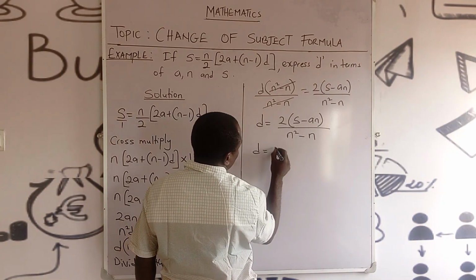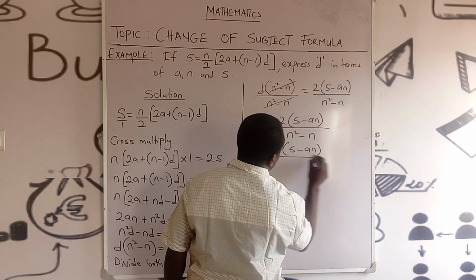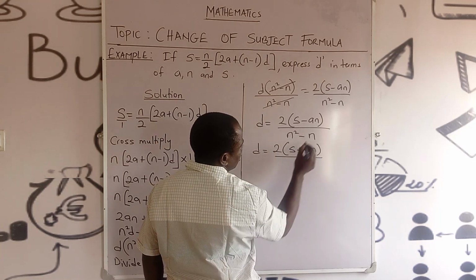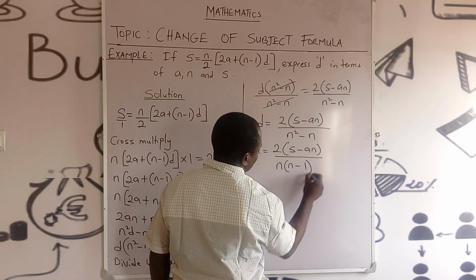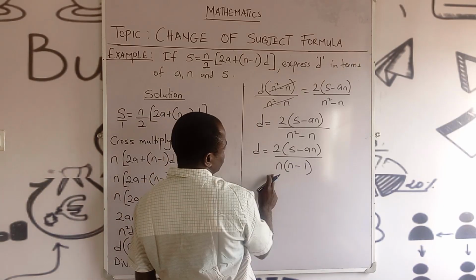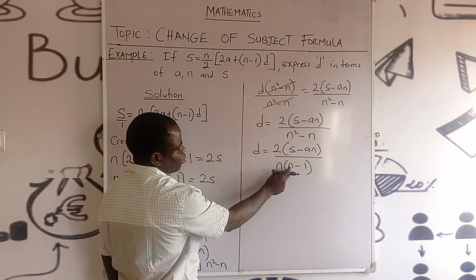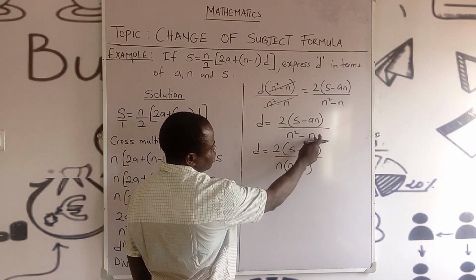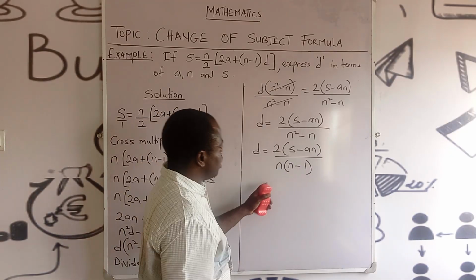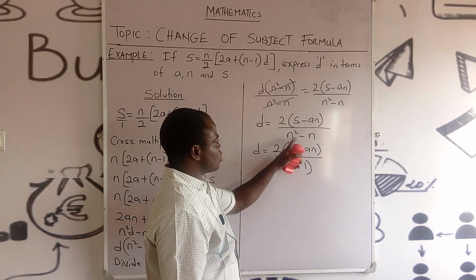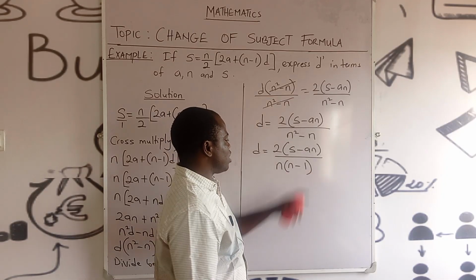Now I have d to be equal to 2 into s minus an over, what's common between n squared and n is n into n minus 1. Okay, when you factorize out, you put 1 here, you are left with 1n at this place. At the other side, when you factorize n out, it will be 1 that you put. Now let's multiply it back to see that you get n squared minus n: n times n is n squared, n times minus 1, that's minus n.